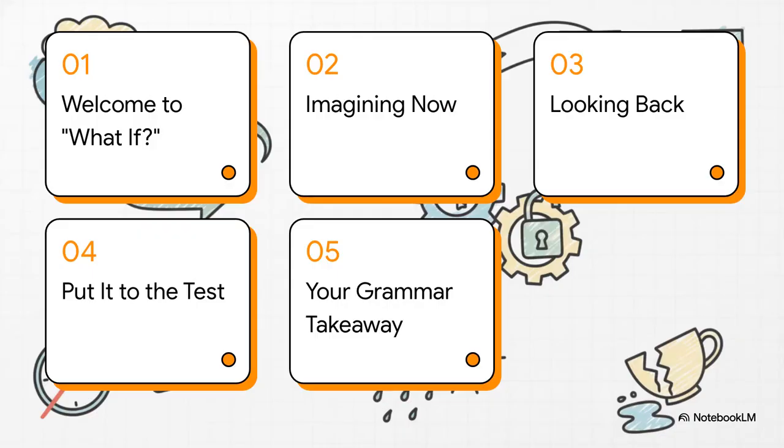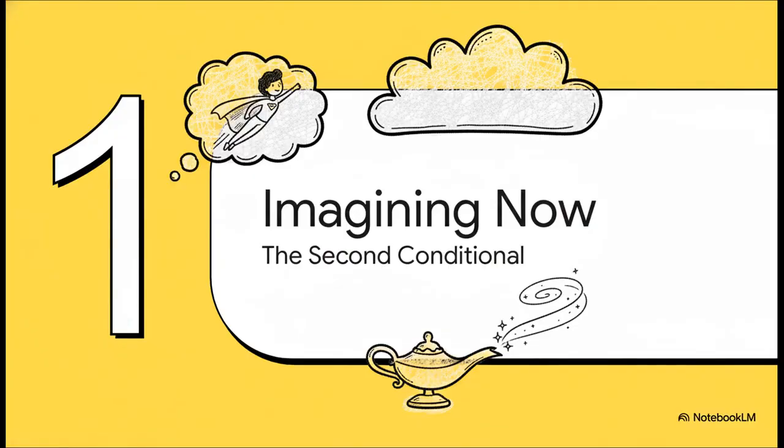So here's our game plan. We'll start by imagining the present, then we'll look back at the past. After that, we'll put your new skills to the test, and finally, we'll wrap it all up with a simple takeaway. Let's do this. Okay, first up, the second conditional.